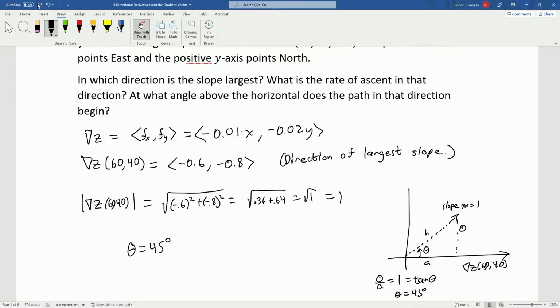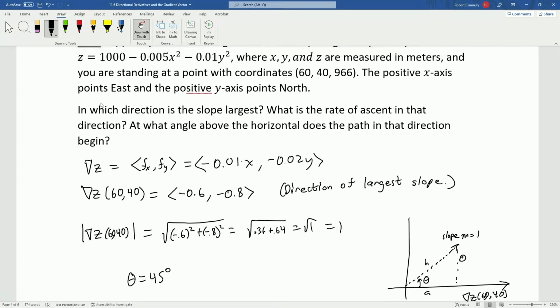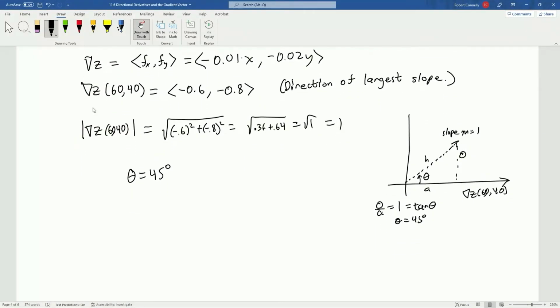All right, that's it for this part example. We still got a little bit more. I'm getting ahead of myself here.